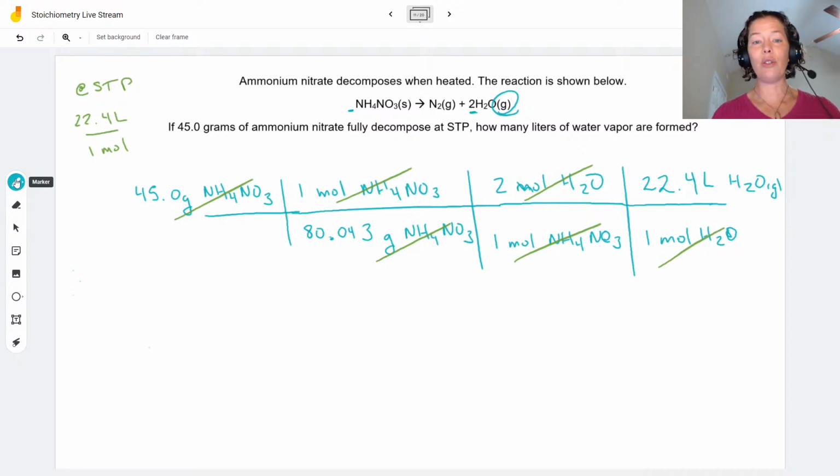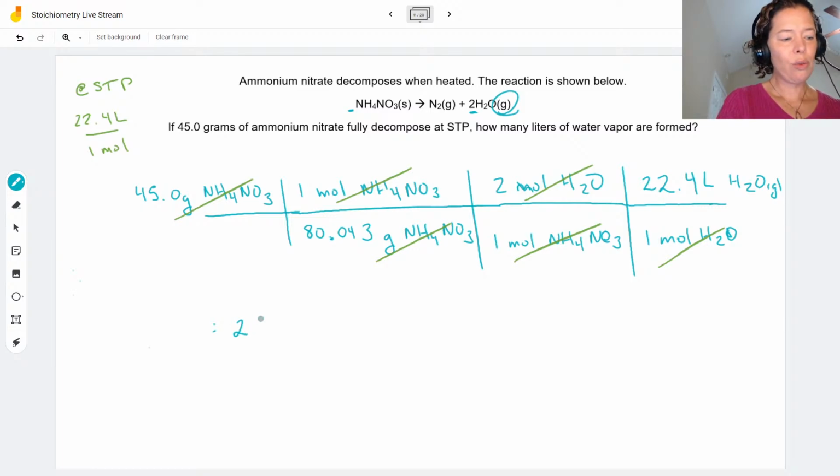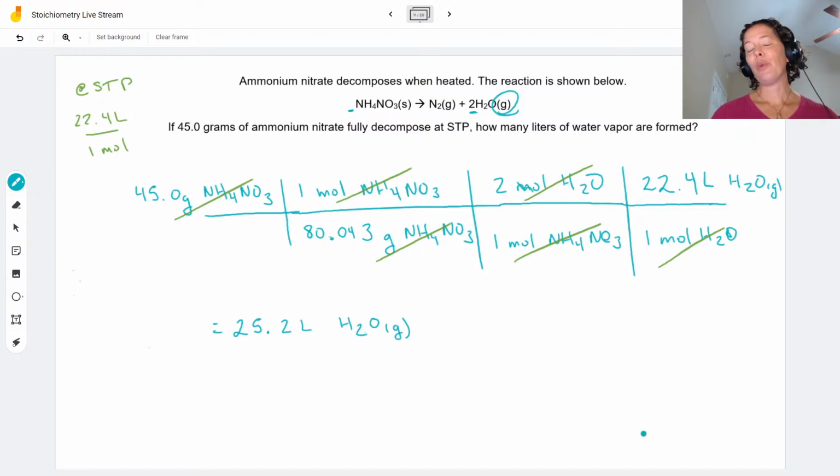And now we just need to do our calculation. So I have done that calculation, and we get 25.2 liters of water vapor. So the nice thing is when you're at STP is you can put all your conversion factors in a line. Again, I call this smashing, but we will see in the next problem that we cannot always use this.